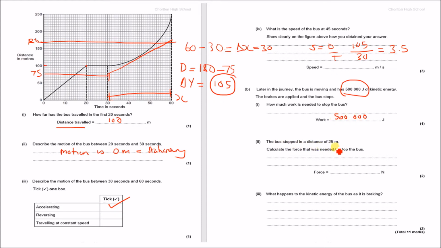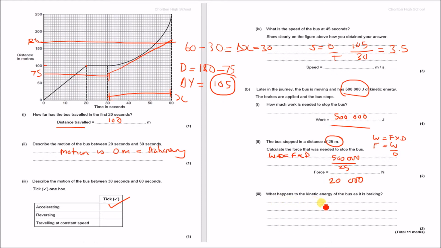The bus stopped in a distance of 25 meters. Calculate the force that was needed for it to stop. Okay, so work done is equal to force times distance. We know that the work is 500,000 and the distance is 25 meters. If we rearrange this equation, if work equals force times distance, then the force we're after must be equal to the work done divided by the distance. So our work is 500,000, and we're going to divide that by 25. 500,000 divided by 25 gives you 20,000 newtons.